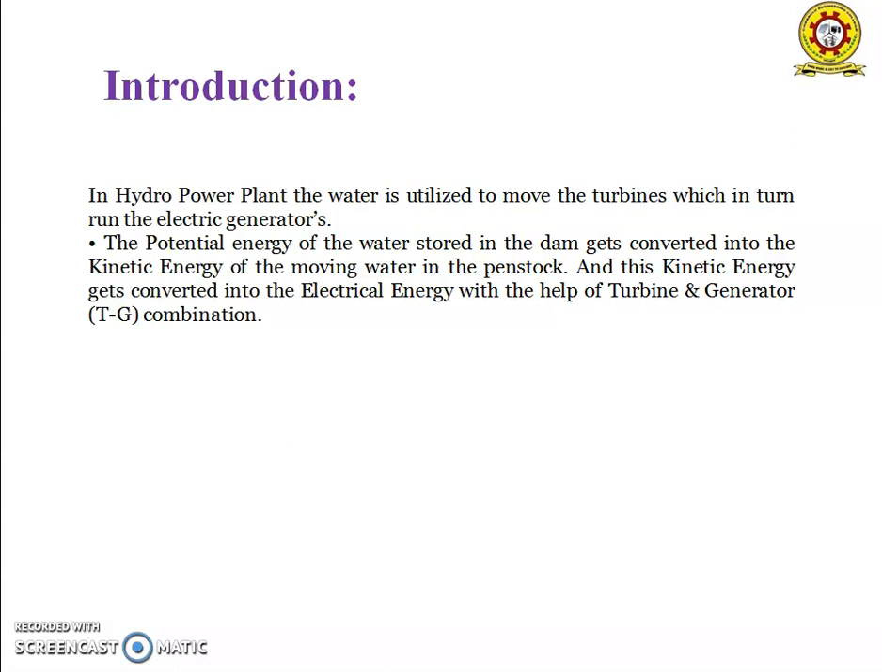The potential energy of the water stored in the dams gets converted into the kinetic energy of the moving water in the penstock, and this kinetic energy gets converted into electrical energy with the help of a turbine generator, that is, the TG combination.